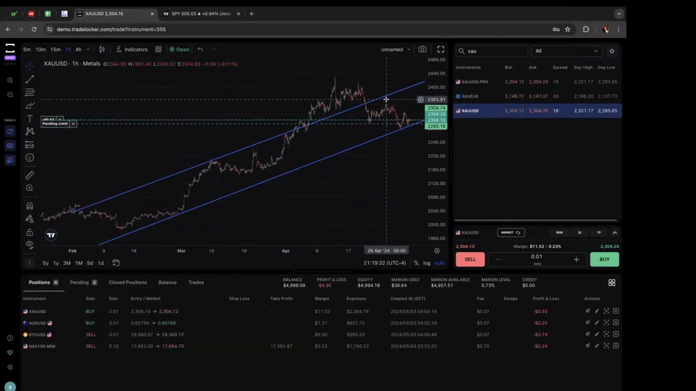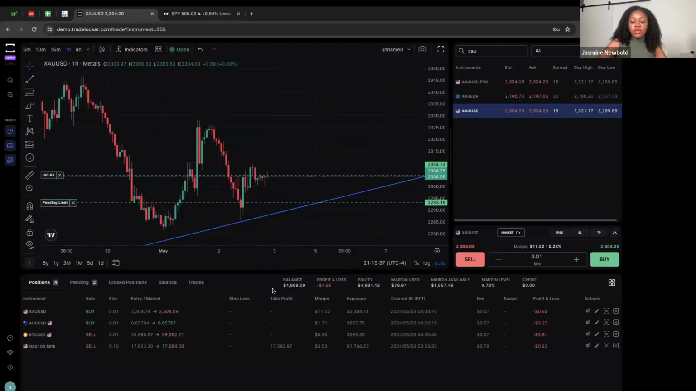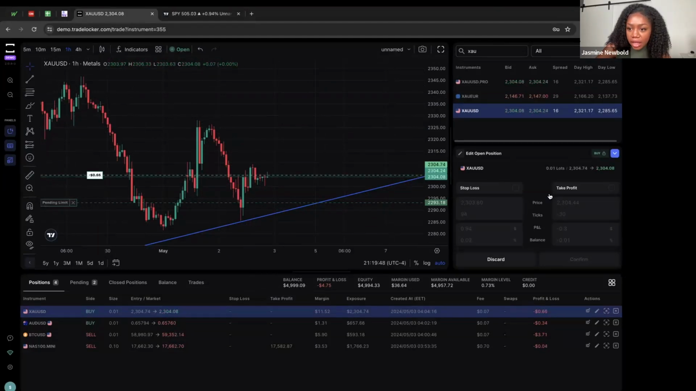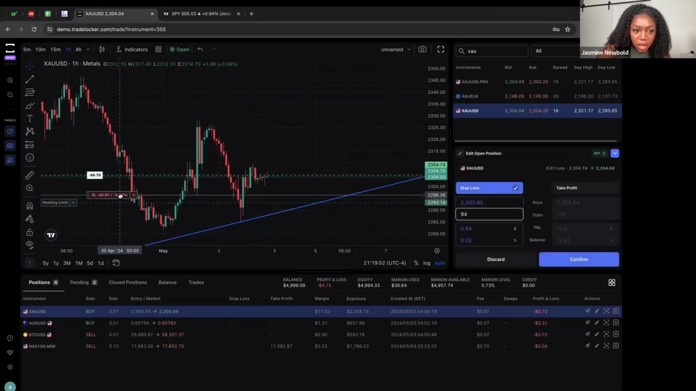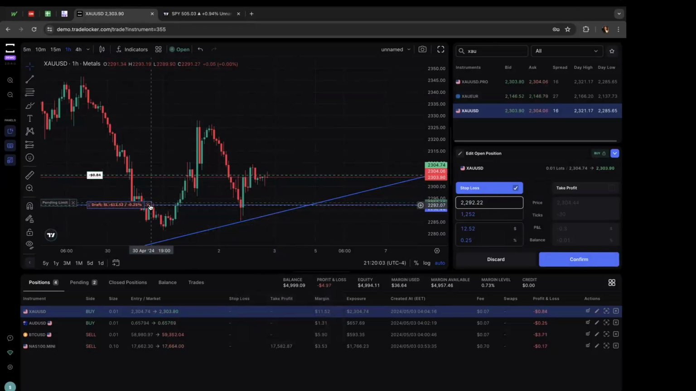Especially, this is just a demo account with a $5,000 balance. You can see how much money you'll be in drawdown by setting up and editing your position. If I wanted to edit a stop loss and not set this up, it'll show me: if it comes back down here again, I'll be in a drawdown of $12. This account can handle that.